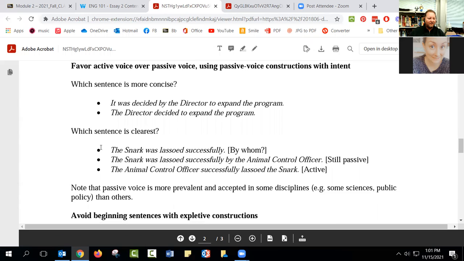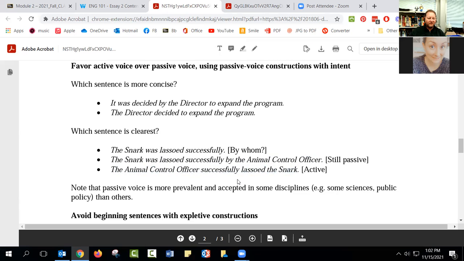Same thing with these ones. The snark was lassoed successfully. Well, who lassoed it? Oh, the snark was lassoed successfully by the animal control officer. Okay, but it's still passive. The animal control officer successfully lassoed the snark, right? Now the animal control officer is the subject. Successfully lassoed is the verb, and the snark is the object that the animal control officer acted on. So this is an active construction because we have the subject doing the action instead of the object having something done to it. And this isn't grammatically incorrect, but it's so passive; this is stronger, right?